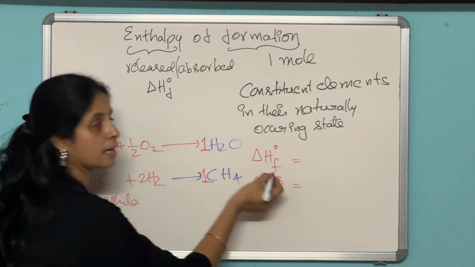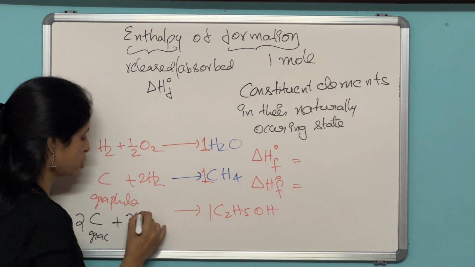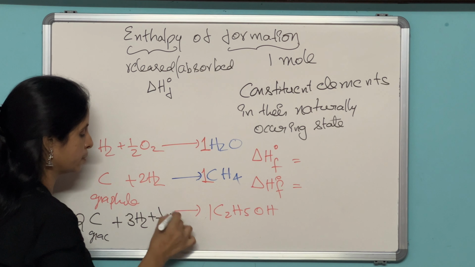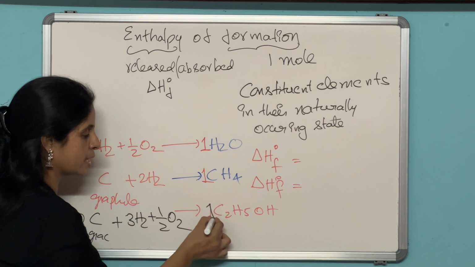Let us take the formation of C2H5OH. When 1 mole of C2H5OH is formed from its constituent elements, carbon graphite 2C plus 3H2 plus half O2, the condition should be 1 mole. When 1 mole of a compound is formed from its constituent elements in their naturally occurring state, then whatever the amount of heat released or absorbed is nothing but enthalpy of formation.